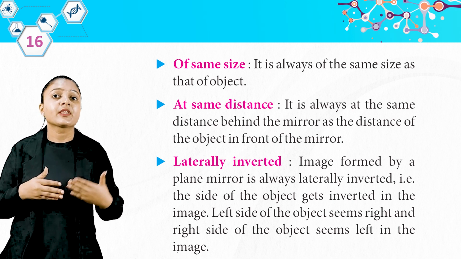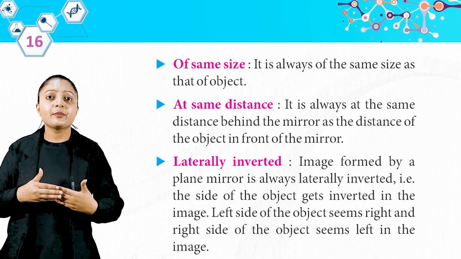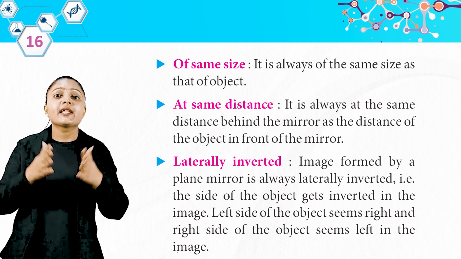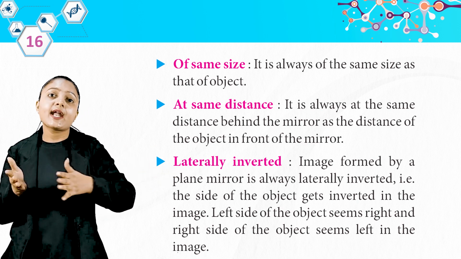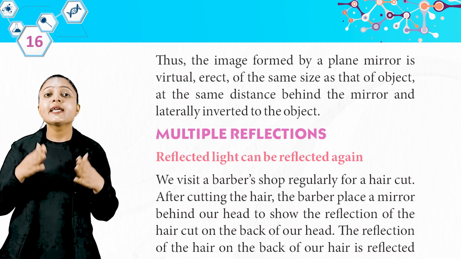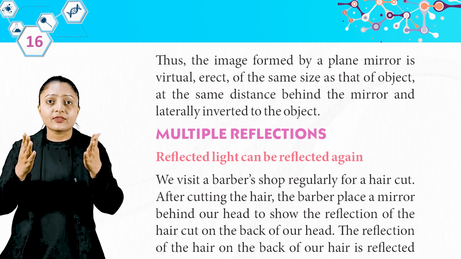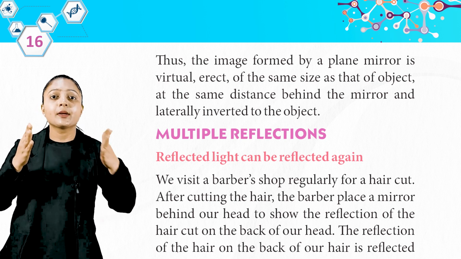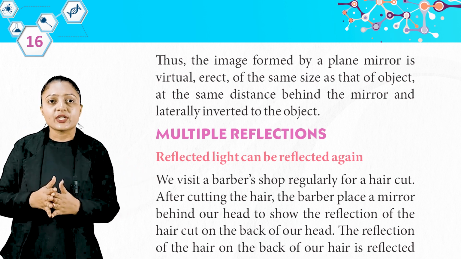At same distance. It is always the same distance behind the mirror as the distance of the object in front of the mirror. Laterally inverted. Image formed by a plane mirror is always laterally inverted as the sides of the object get inverted in the image. Left side of the object seems right and right side seems left in the image. Thus, image formed by the plane mirror is virtual, erect, of the same size as that of the object, at the same distance behind the mirror and laterally inverted to the object.